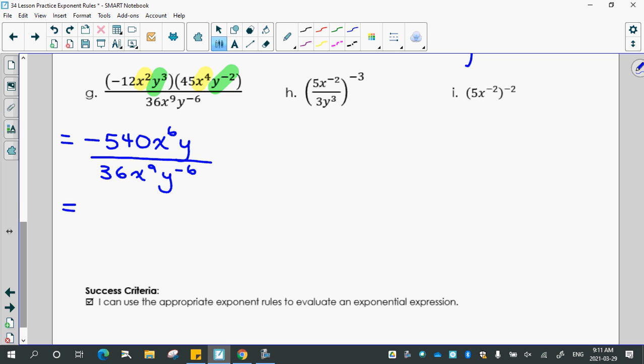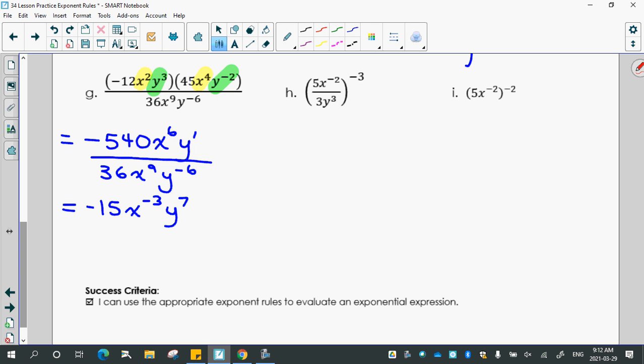So your next step is going to be to divide. Okay, so you divided the coefficients and got negative 15, x to the negative 3, good. So keep the base and subtract the exponents. Y to the 7, good, positive 7, because 1 subtract negative 6 is positive 7.